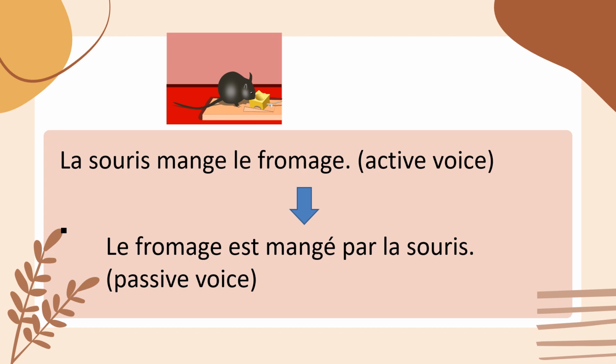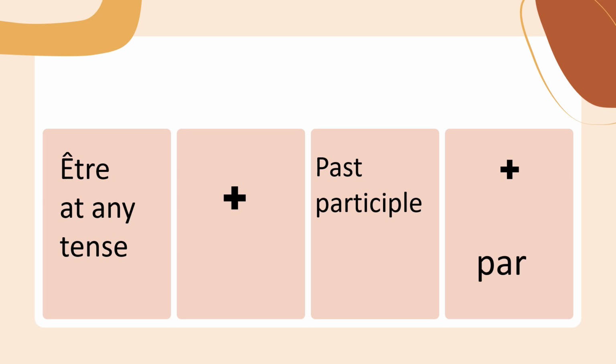So what happens here? We're going to have the present tense of to be, which is est, and then the past participle of the verb, obviously, you need to use. And then followed by par, which means by. Le fromage est mangé par la souris. The cheese is being eaten by the mouse. So you have être at any tense, followed by the past participle, which is then followed by par and the name of the person. Okay?